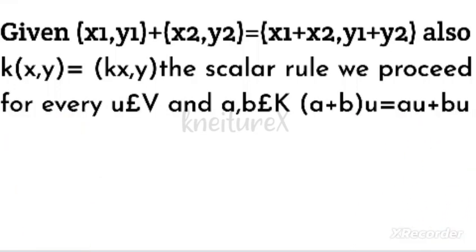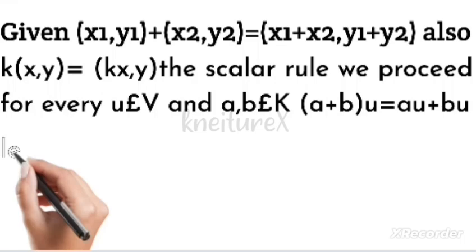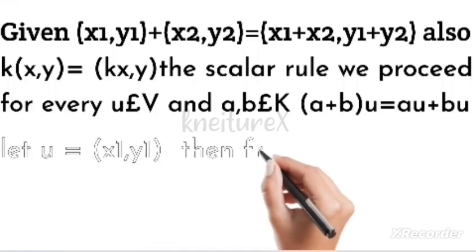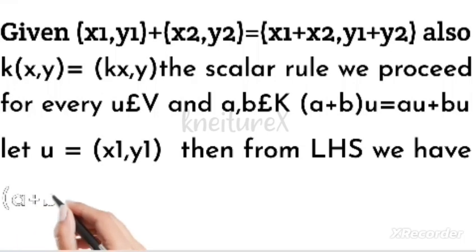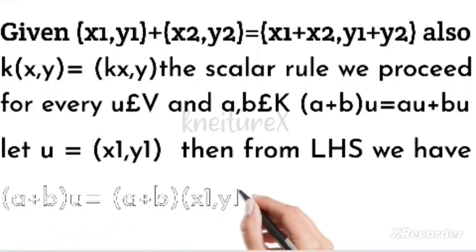And we are also given our scalar here. We have k(x, y) equals (kx, y). Now the scalar tells us that whatsoever we are multiplying the vector by, it must only be multiplying one dimension. Remember that this is a 2-dimensional Euclidean space, so it's only going to be multiplying one, not the other. That's why we have (kx, y).